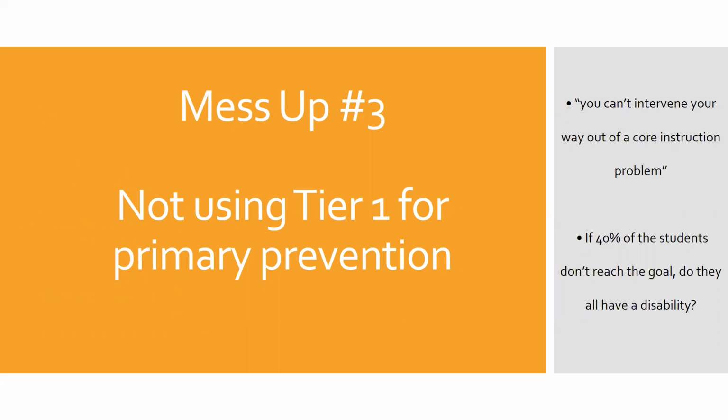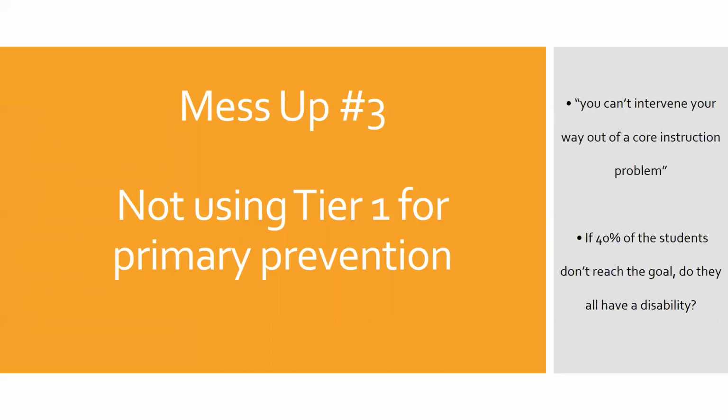Mess up number 3 was referred to as not using tier 1 for primary prevention. And there was a quote that Stephanie used in her presentation that I pulled out here for you. Her quote was, "You can't intervene your way out of a core instruction problem." And I truly believe that our teachers in the classroom are going to find themselves in the year 2021 and 2022 finding that our core instruction needs to be looked at so that we can meet students where they are and make sure that we're giving them the instruction that they need in that tier 1 for that primary prevention.